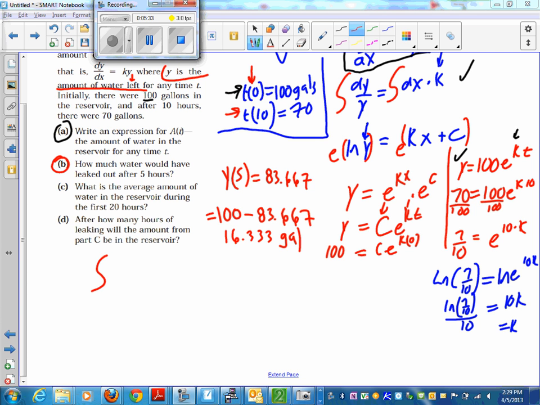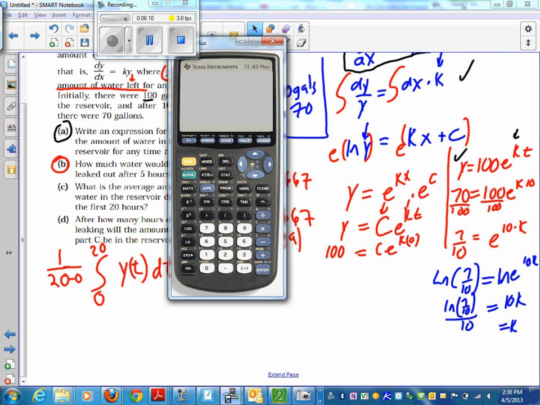So part C, they want to know the average amount of water in the reservoir during the first 20 hours. Well, we know that y is equal to the amount of water left, so we're just going to take the average value from 0 to 20. So we're going to use our formula. Multiply it by the integral from 0 to 20, and we are just going to call this y of t dt. Since we already have this in the calculator, we're going to let the calculator do all the work for us. So double check, make sure we have it in there.